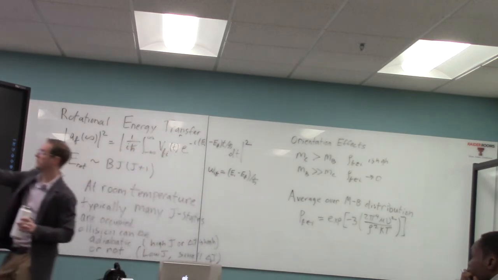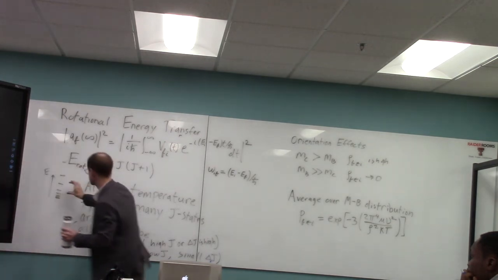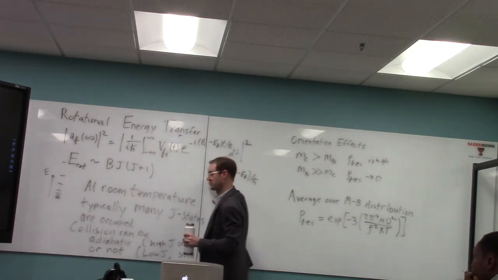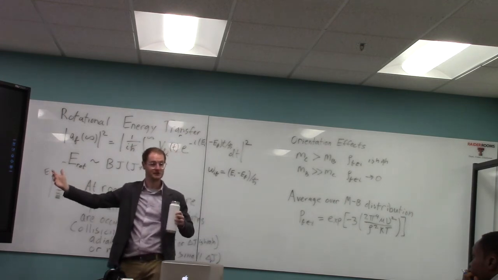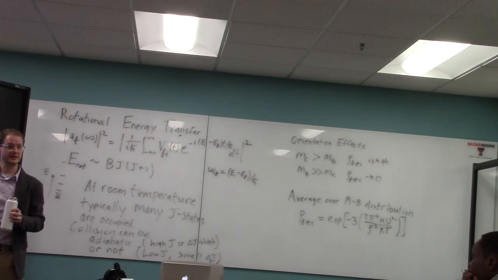And the highest probability is to go from like J equals 2 to J equals 3, right? And as you increase the final J, the probability decreases. That's because the spacing between the levels, which determines this omega, starts to get big as you go to high J.